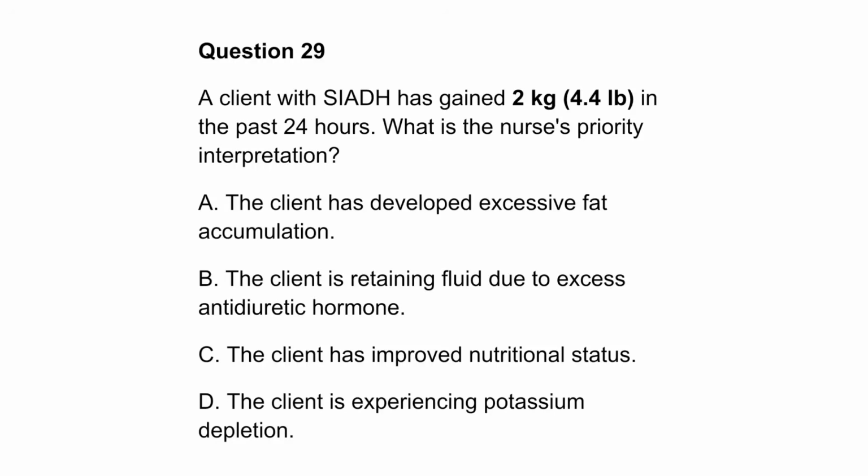Question 29. A client with SIAD has gained 2 kilograms, 4.4 pounds, in the past 24 hours. What is the nurse's priority interpretation? A. The client has developed excessive fat accumulation. B. The client is retaining fluid due to excess antidiuretic hormone. C. The client has improved nutritional status. D. The client is experiencing potassium depletion.